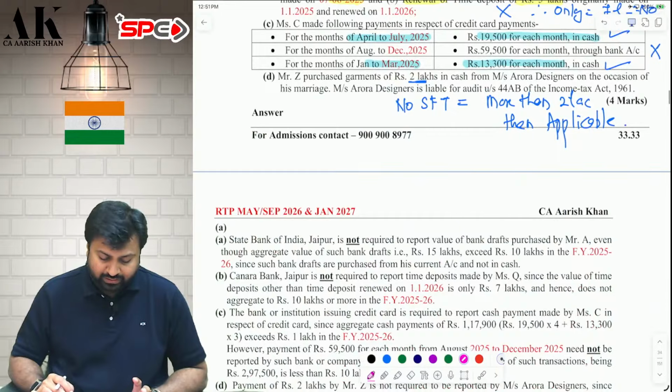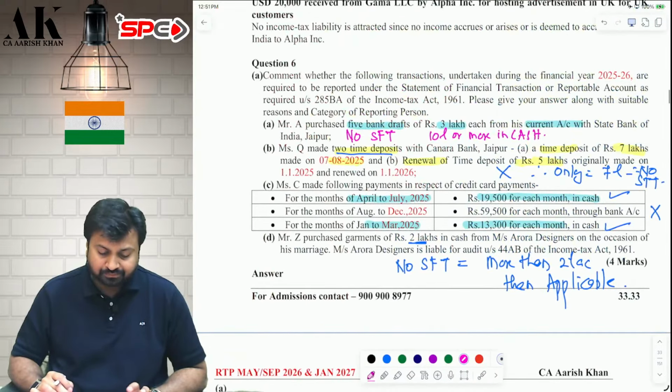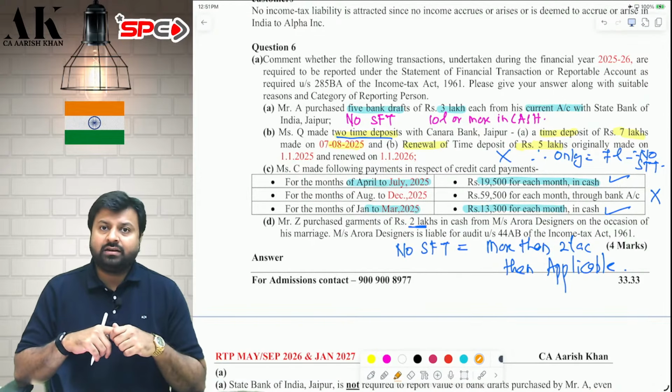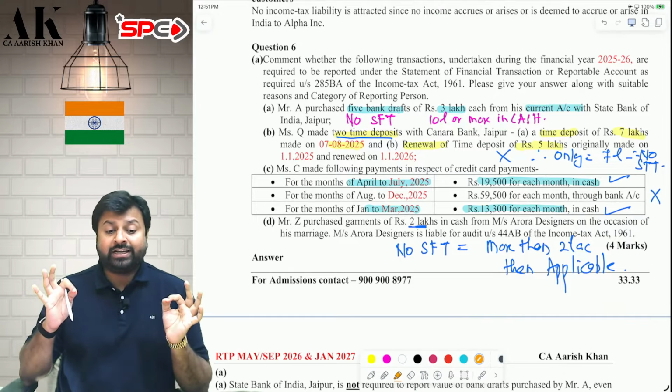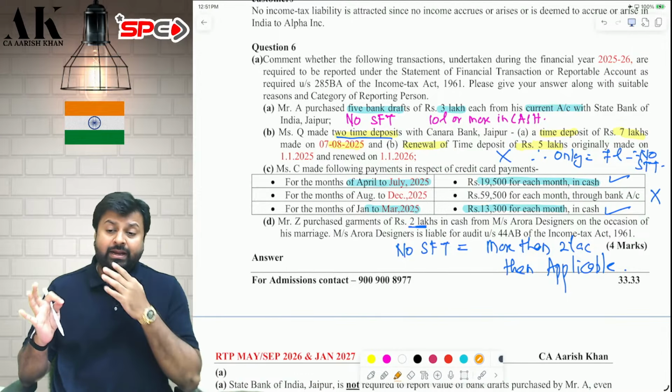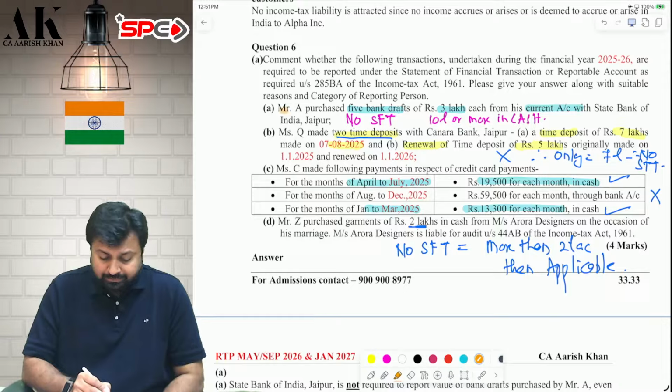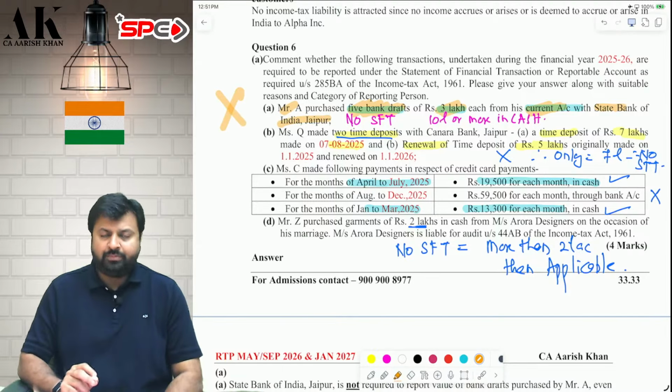And one last question over here, which is on SFT reporting. Whether the following transactions will be reported in SFT by the reporting entity or not, we need to answer this. Let's see. First, Mr. A is purchasing 5 bank drafts of 3 lakh each from a current account with State Bank of India. No, it will not be reported.